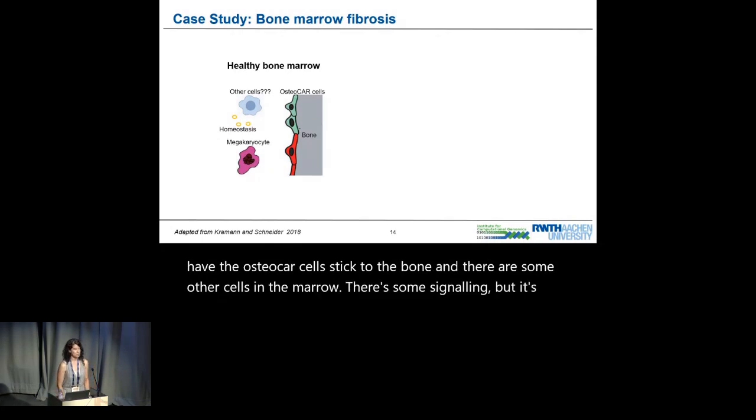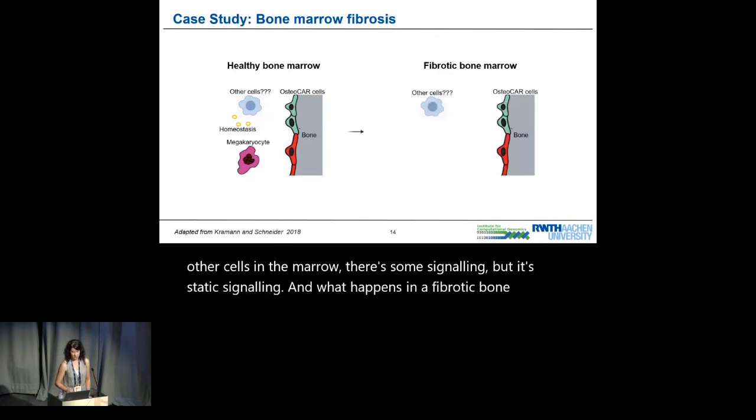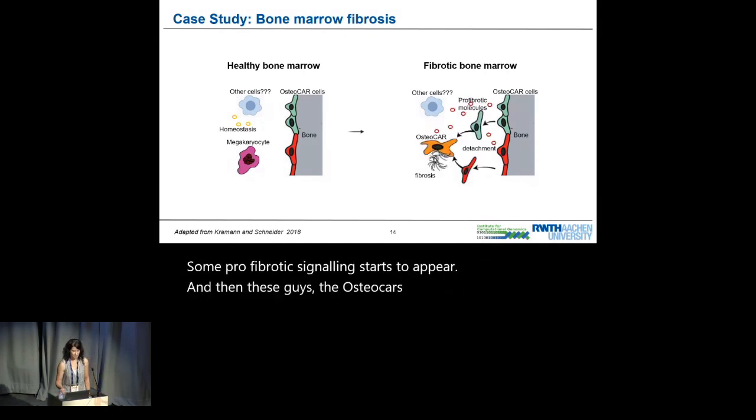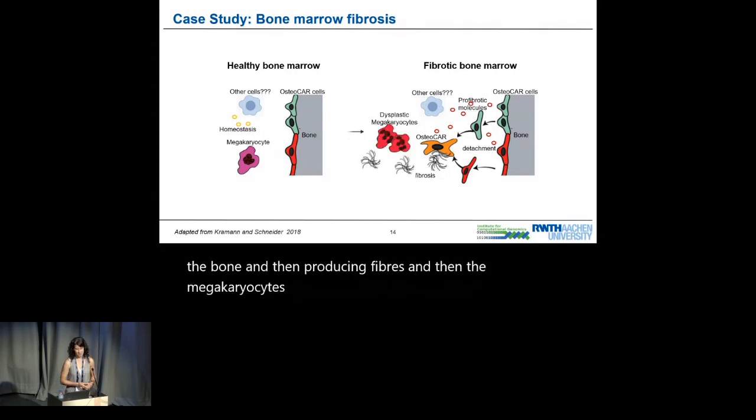And what happens in a fibrotic bone marrow? We have the bone here, and suddenly some profibrotic signaling starts to appear. Then these osteoclasts start detaching from the bone and producing fibers, and the megakaryocytes also start acting weird, producing fibers. The questions we are trying to answer here are who is producing this profibrotic signaling and who is telling these cells to produce the fibers.